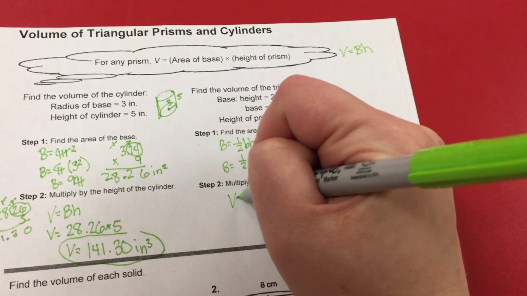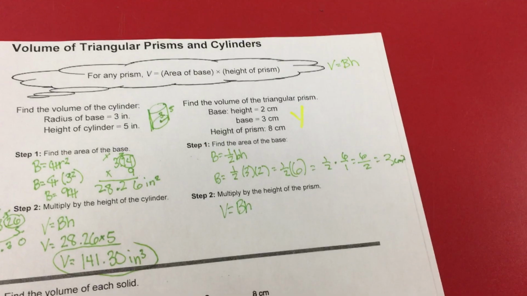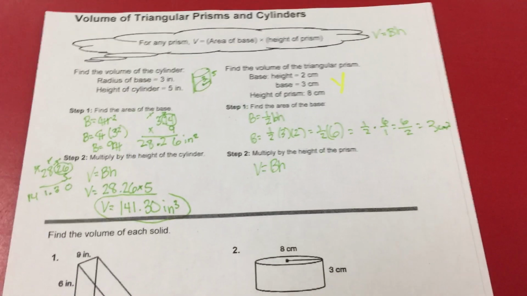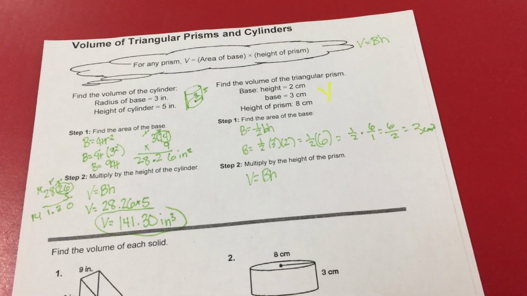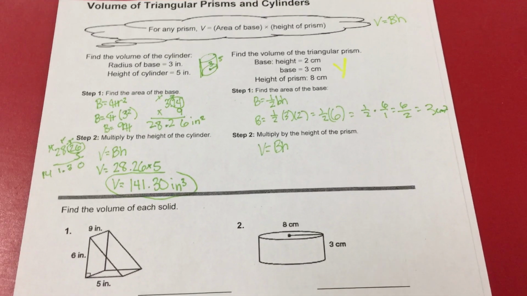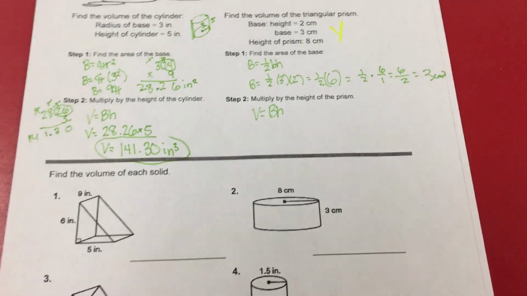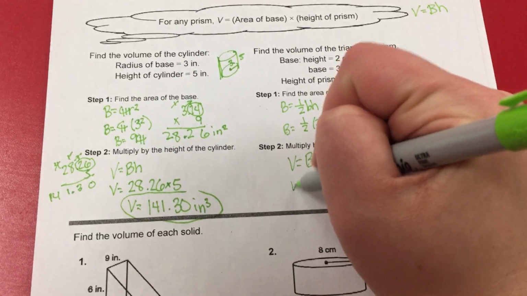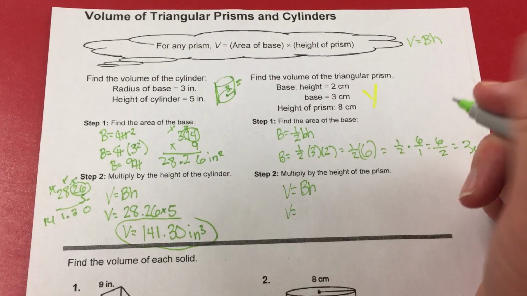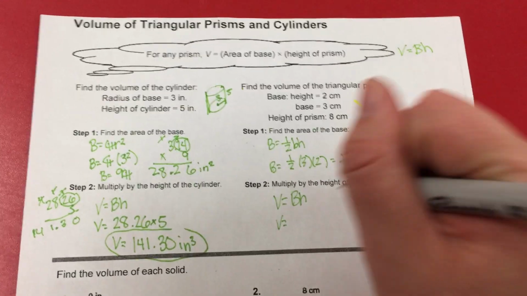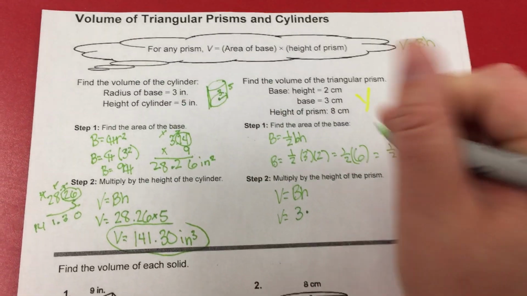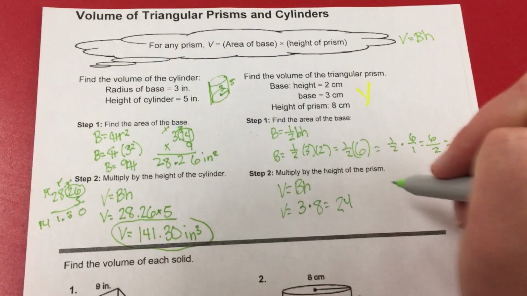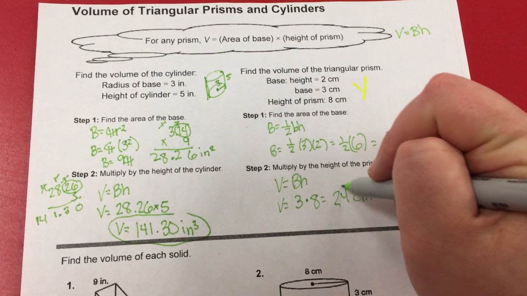Now I want you guys to use the volume formula, and the fact that we know what our base area is, to try to solve for the volume of this triangular prism. Go ahead and hit pause and hit play when you're done. Okay, so my volume is the base area of my prism, which I know is 3 centimeters squared, times the height of the prism, which is 8. It's going to equal 24 centimeters cubed.